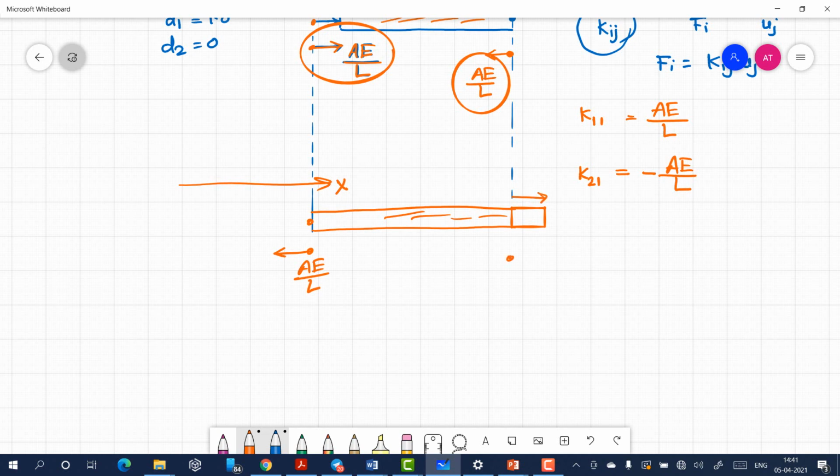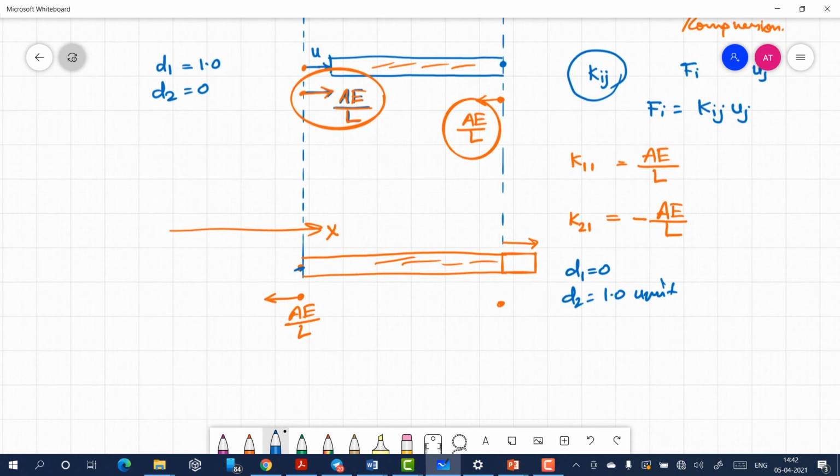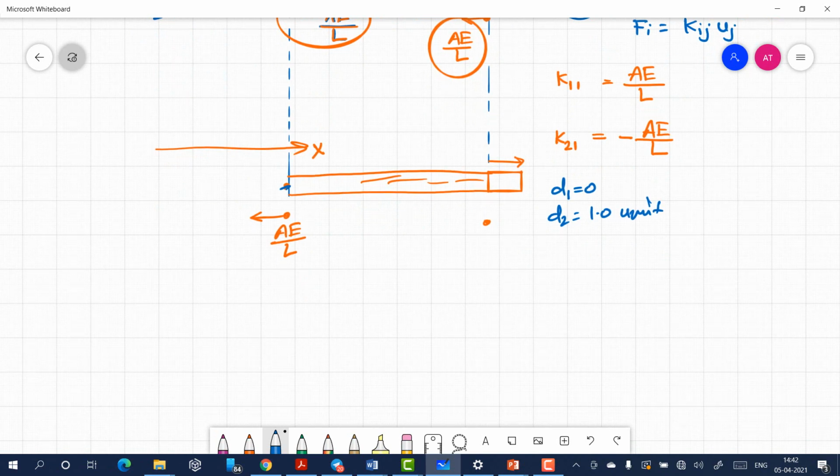And here, because I am extending it by an amount, let me write that also. So I have d1 is equal to 0, and d2 is equal to 1.0 units, whatever the unit is. And you see in both cases I have applied displacement in positive x direction, so I am keeping displacement values positive. Because d2 is 1.0, I will have a force in the tensile direction, and that will also have an amount AE by L. This one will be negative AE by L, this is also negative AE by L.